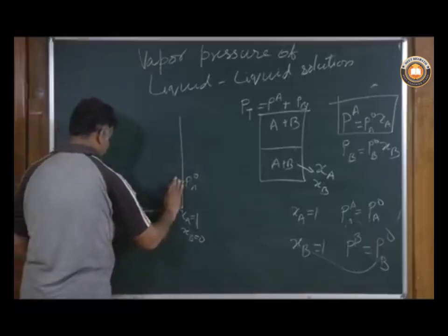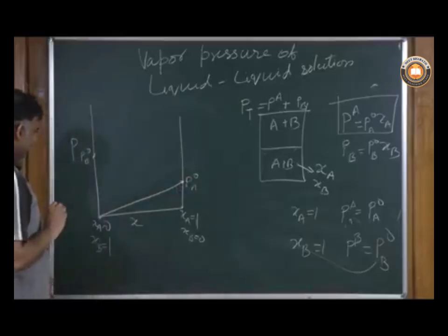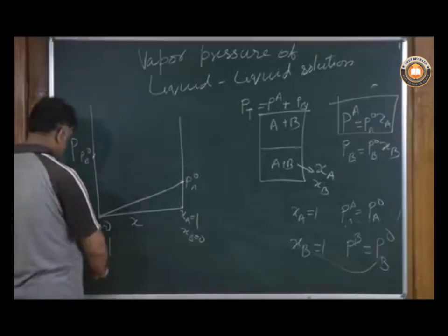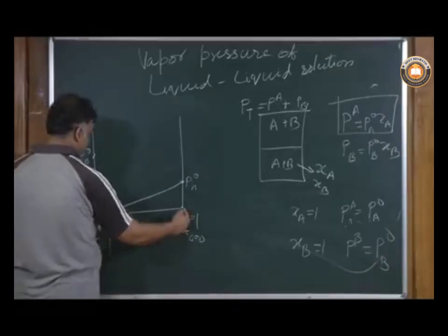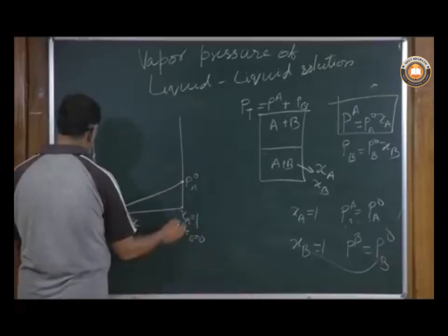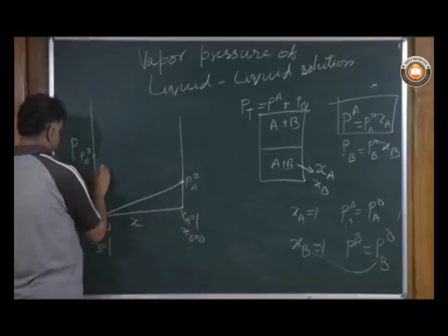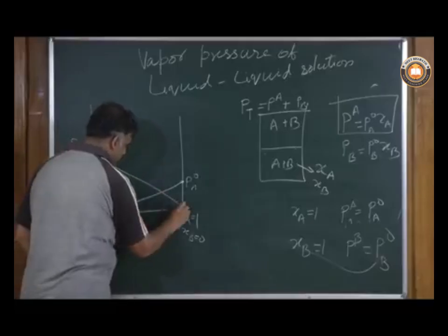Sorry, this is going to make a straight line. Okay. And same thing for the partial pressure when we have a pure liquid B. As the concentration of B is increasing, the partial pressure of B also will increase, we would have a straight line, and we get this straight line.